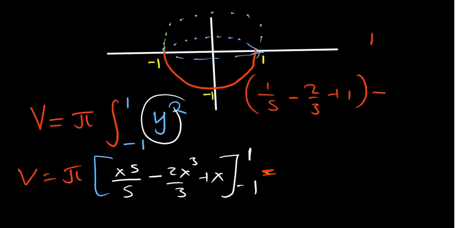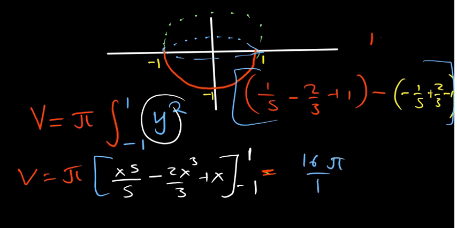For the other part, you plug in negative 1. Where you've got the odd powers, the signs will change. So we just have odd powers, so it's going to be negative 1 over 5 plus 2 over 3, and then minus 1, multiplied by the pi that is outside. If you do that, you're going to get 16 pi over 15.